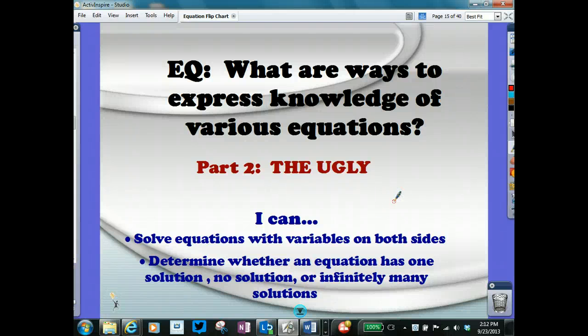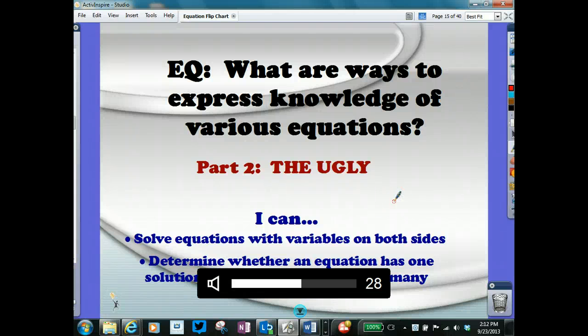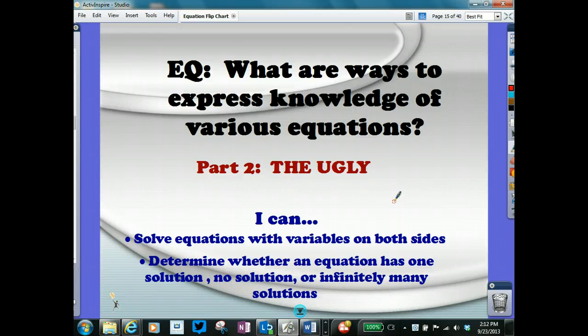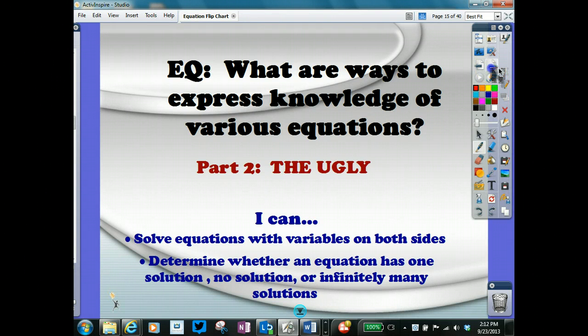Alright, what are ways to express knowledge of various equations? We're going to be dealing with part 2, what I call the ugly. In this case, my goal is that you're going to be able to solve equations with variables on both sides and determine whether an equation has one solution, no solution, or infinitely many solutions.